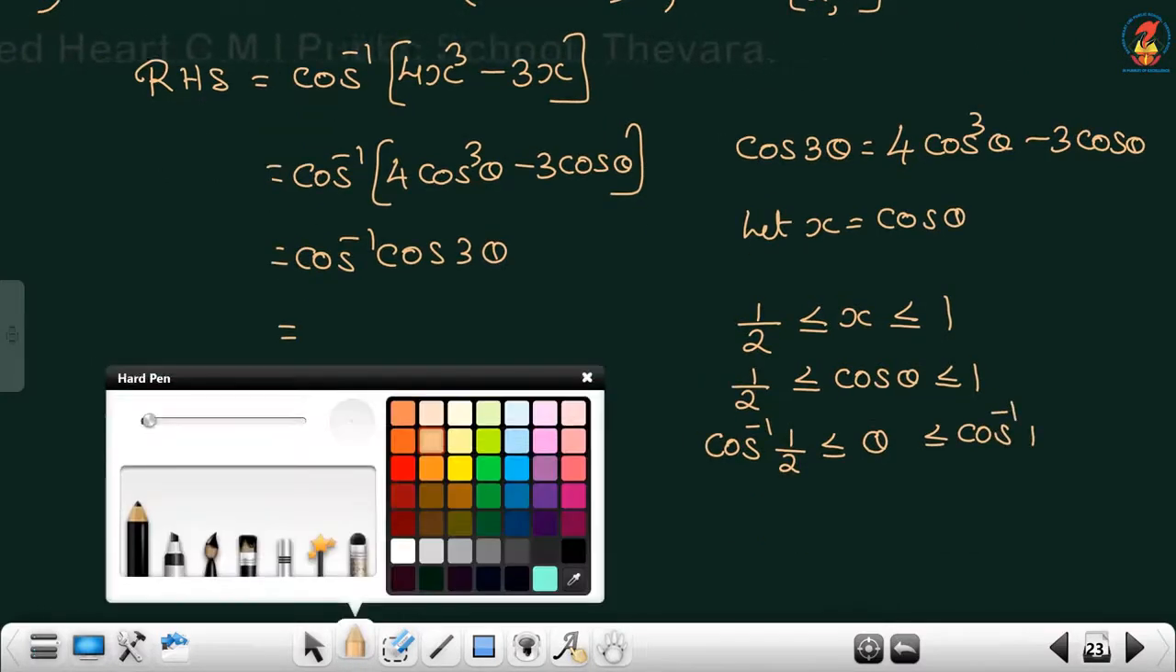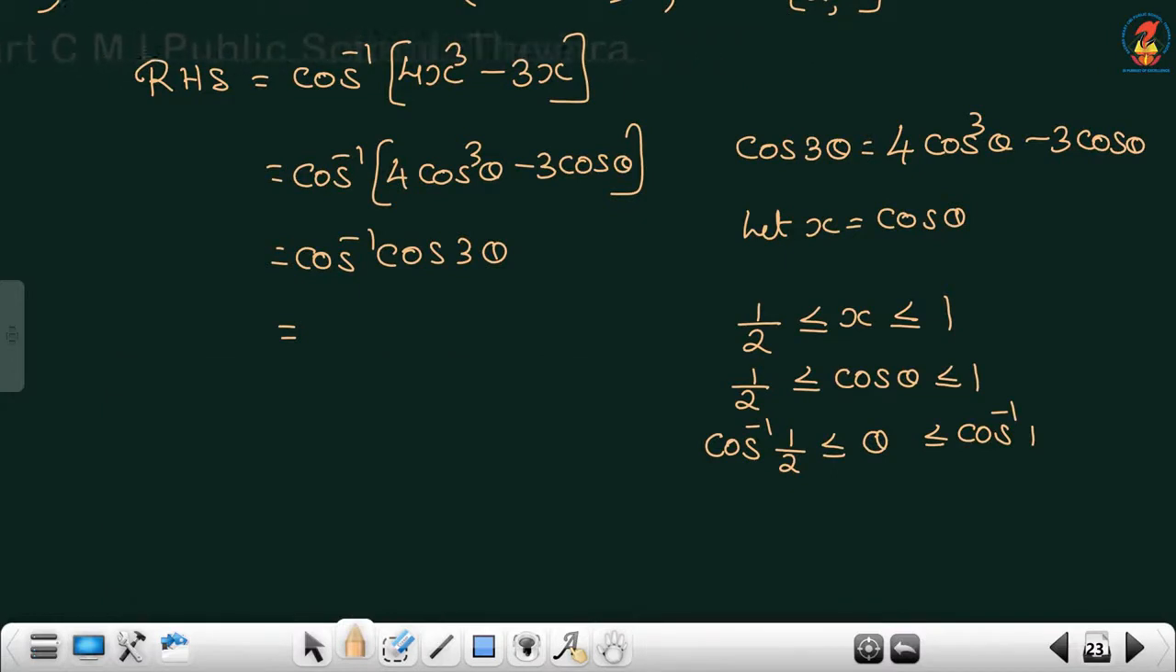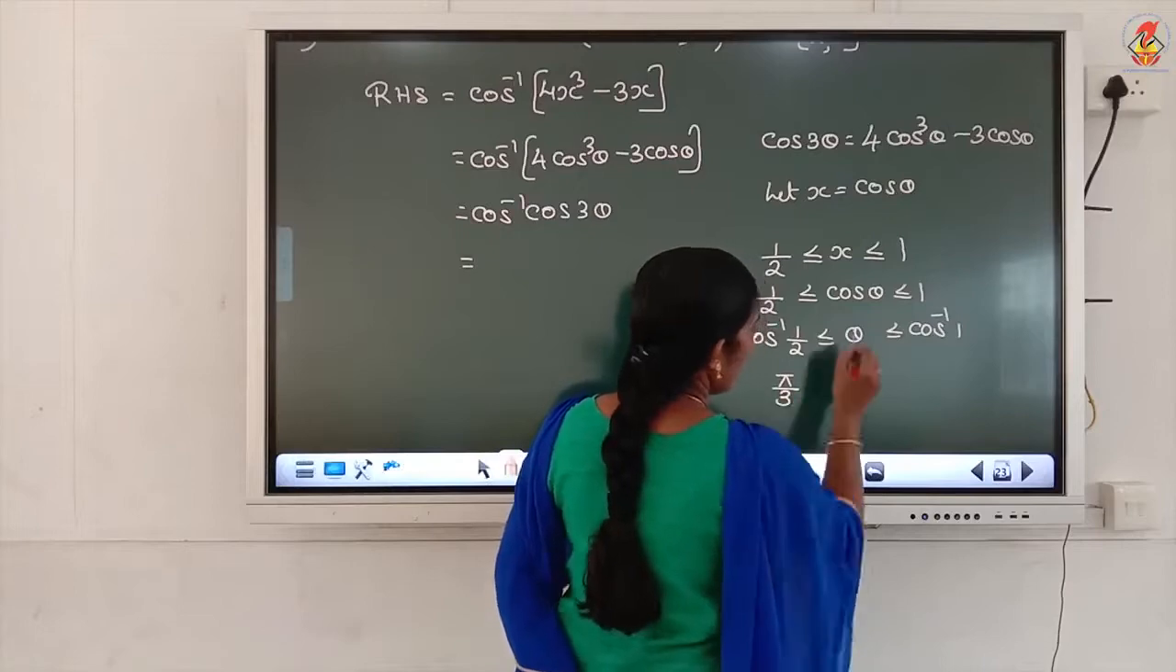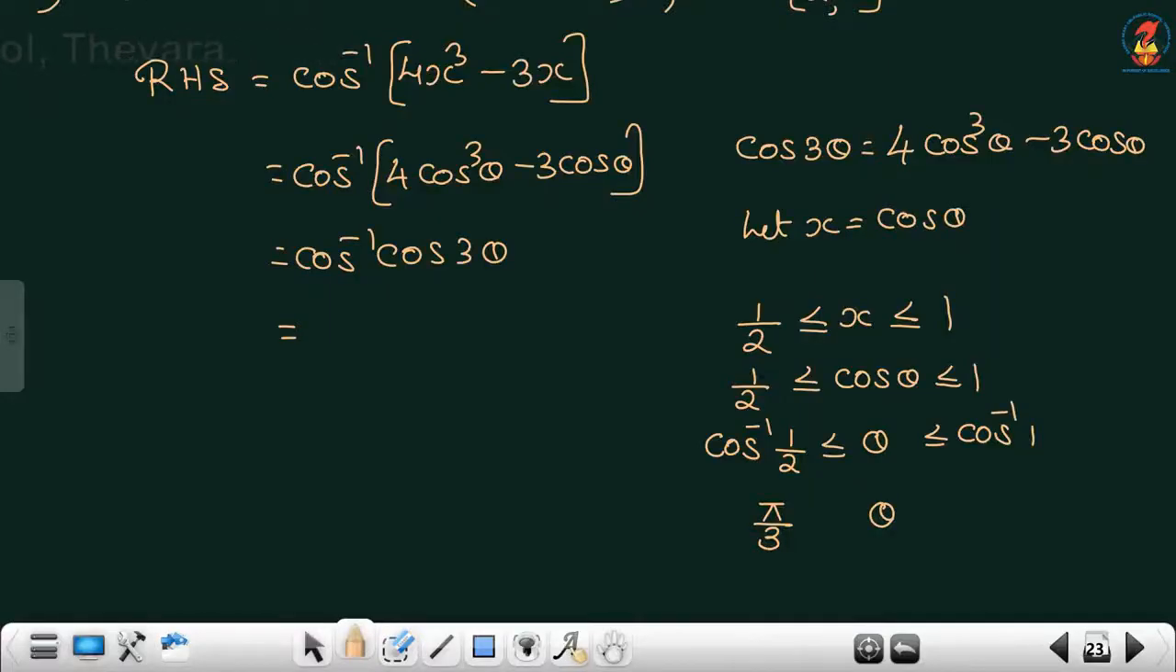Now what is cos inverse of half? Cos inverse of 1 by 2 is pi by 3. Okay, here theta, cos inverse 1 means 0. Here which is greater? Pi by 3 is more than 0.